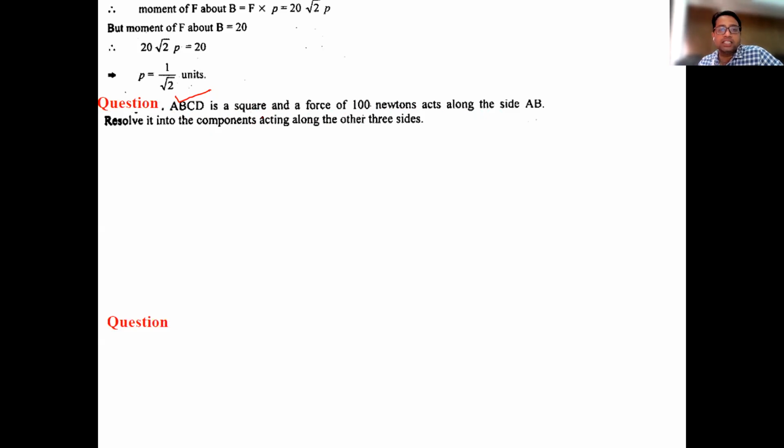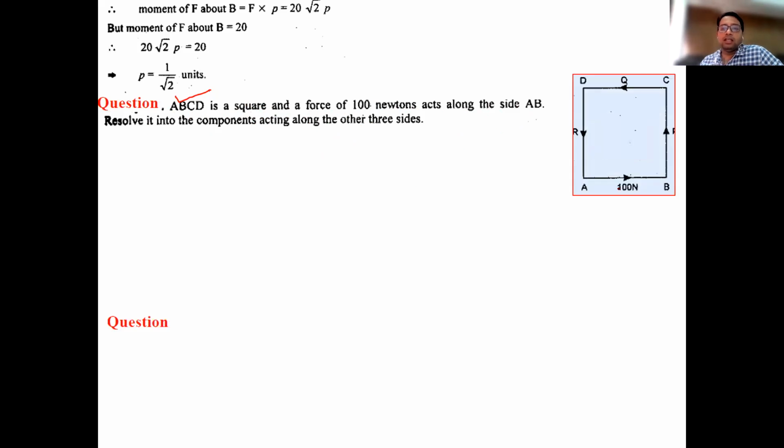We are given ABCD is a square and a force of 100 newtons acts along one of its sides, AB, and we have to resolve it into the components acting along the other three sides. What does this mean? This is the diagram of the question. ABCD is a square and the force 100 newtons is acting along the side AB. And now what are the other three sides? The other three sides are BC, CD and DA.